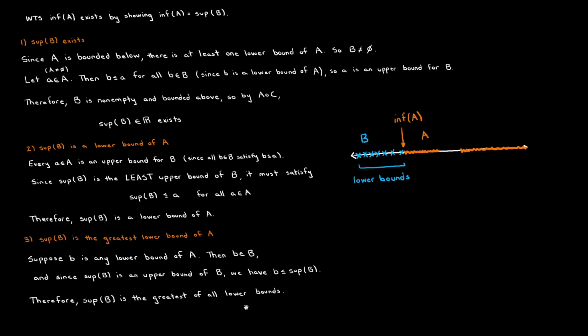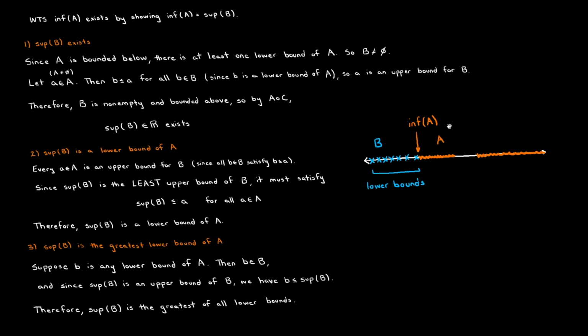But now let's shift back into the perspective of A. What we have just shown is that if I pick any lower bound of A, then this number is greater than or equal to that lower bound. In other words, the supremum of B is the greatest of all lower bounds. And that completes the proof that the supremum of B is indeed the infimum of A.